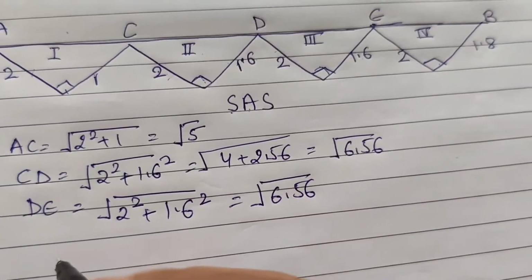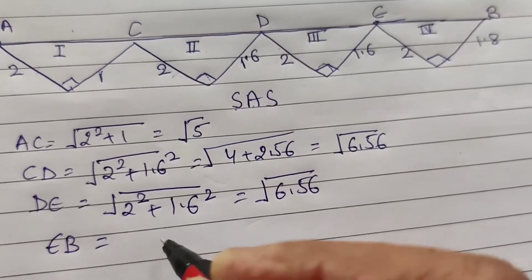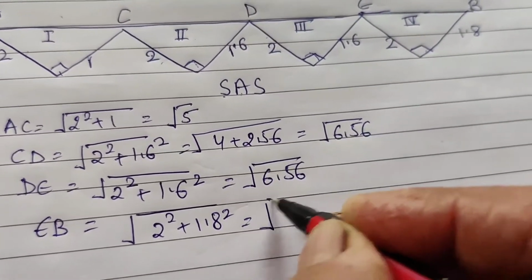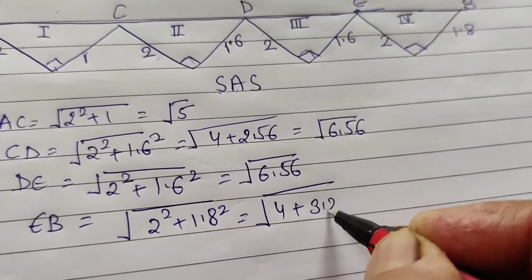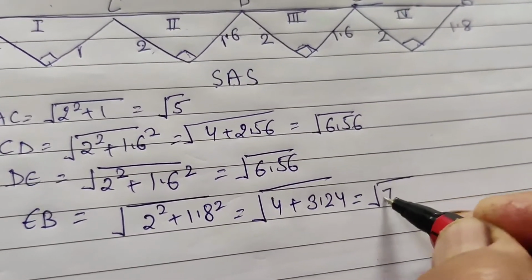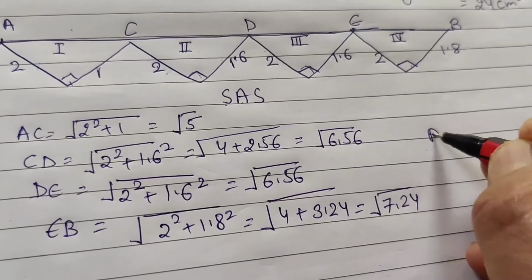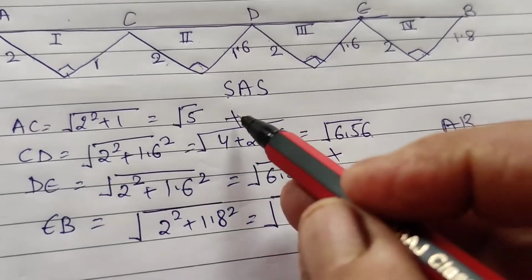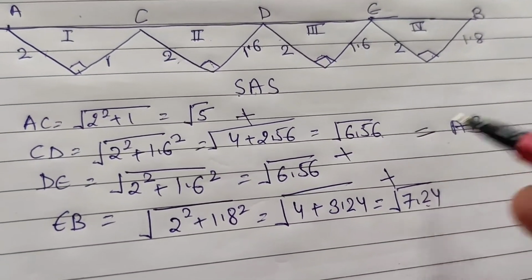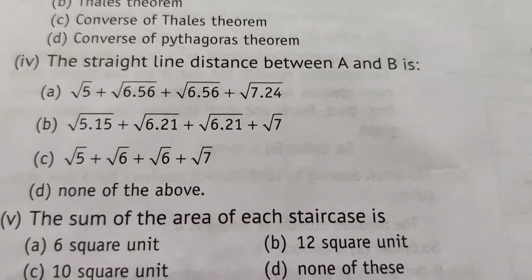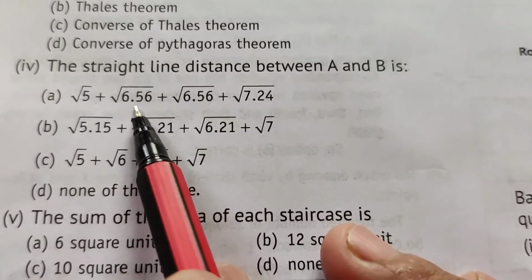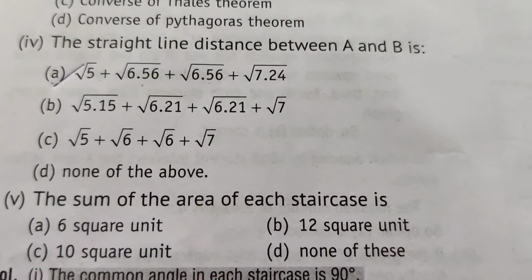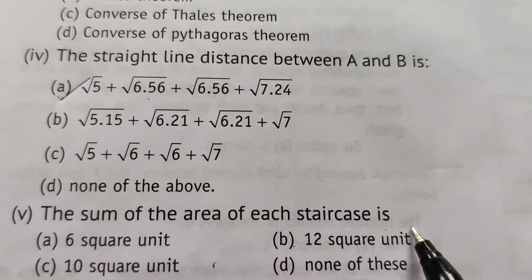And third, EB: under root 2 square plus 1.8 square. 2 square is 4 and 1.8 square is 3.24, so 7.24. Then AB is equal to the sum of these: root 5 plus root 6.56 plus root 6.56 plus root 7.24. This is equal to AB. The first option is right: root 5 plus root 6.56, root 6.56 and root 7.24. This option is right.